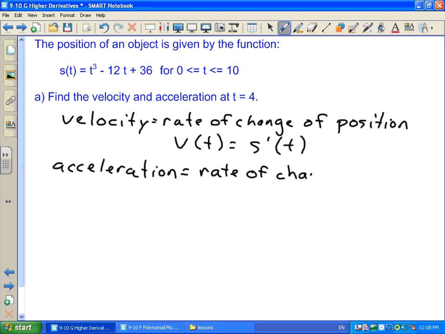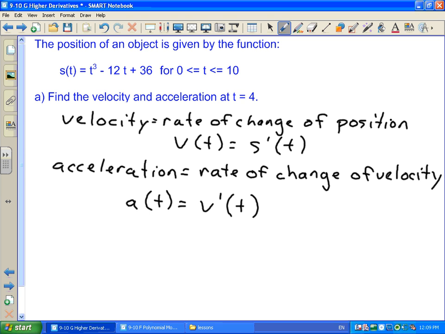Rate of change of velocity with respect to time. So if we want an acceleration function, we're going to take the derivative of our velocity function, or a at t is v primed at t. But our velocity function is already the derivative of our position function, so acceleration is just the second derivative of our position function.